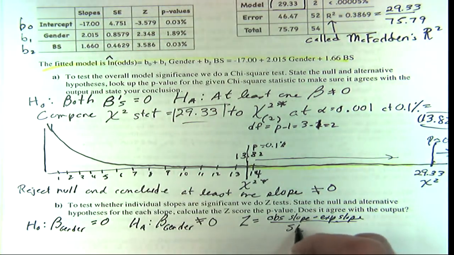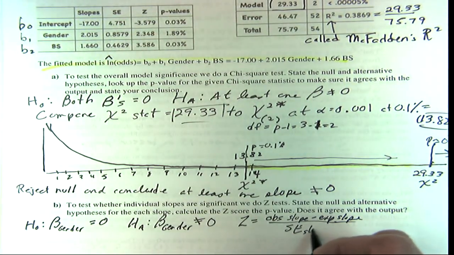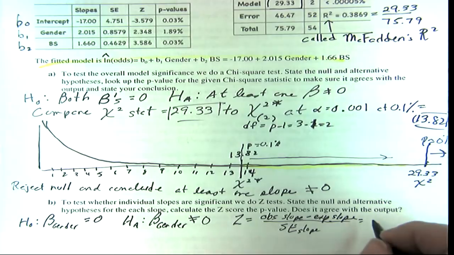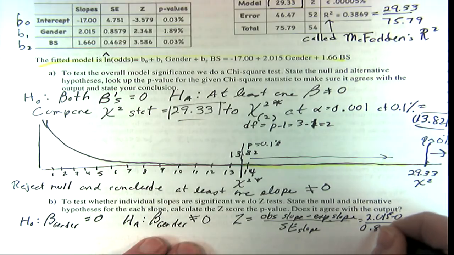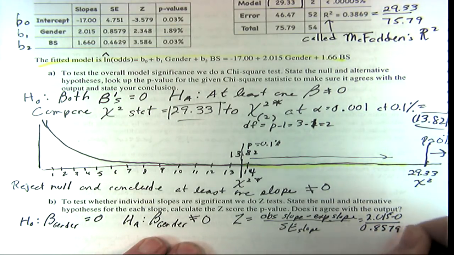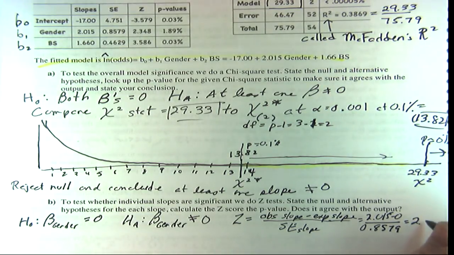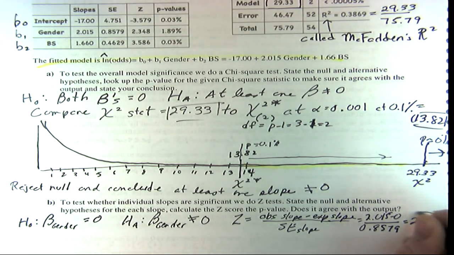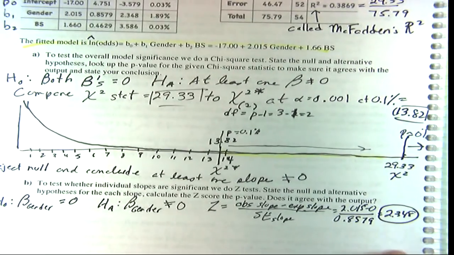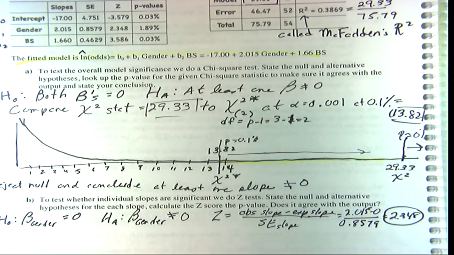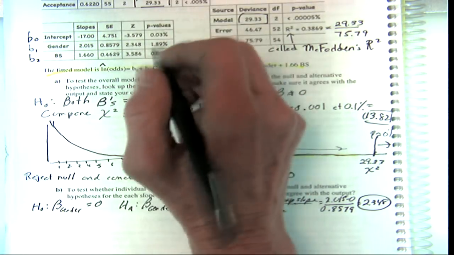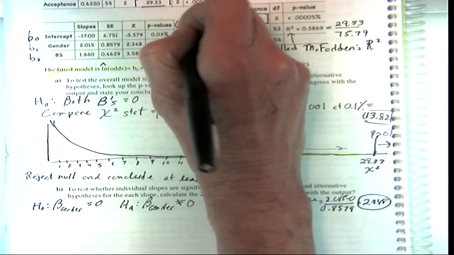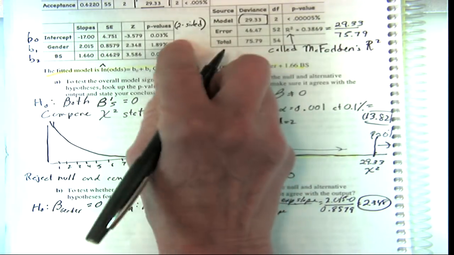So we're just checking what's already given to us. We're saying 2.015 minus zero over 0.8579, and we're just checking if that's correct, and it is, within rounding error, yeah, okay? So that's our z. So that's how we got that. Now let's go wide. They actually gave us two-sided p-values here. They're doing a two-sided test. That's just what the printouts usually give you.